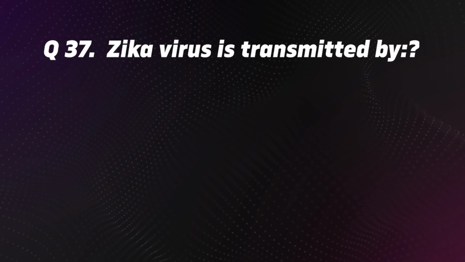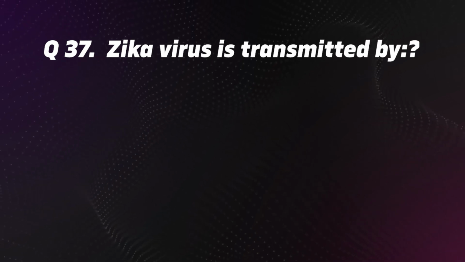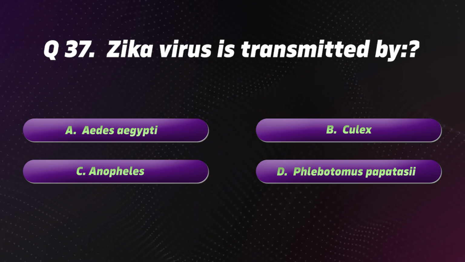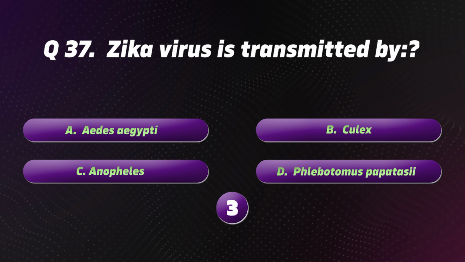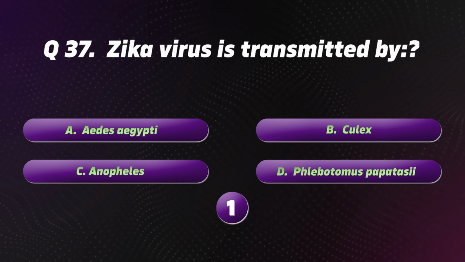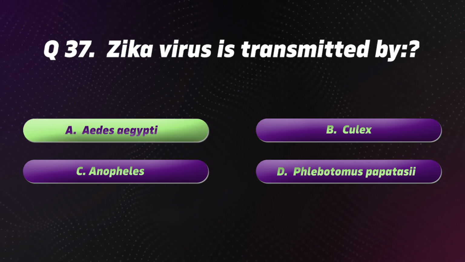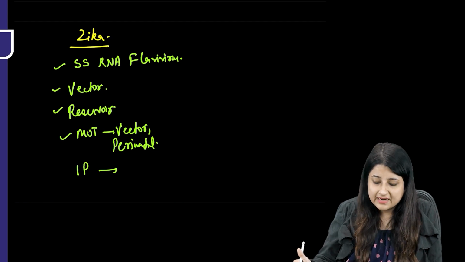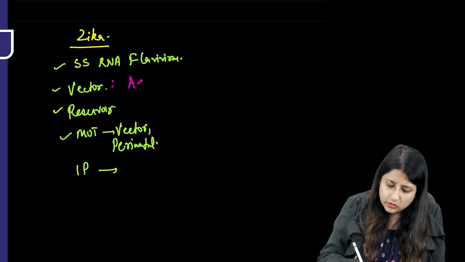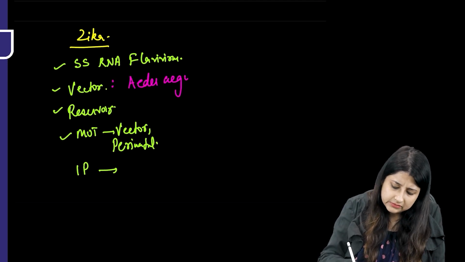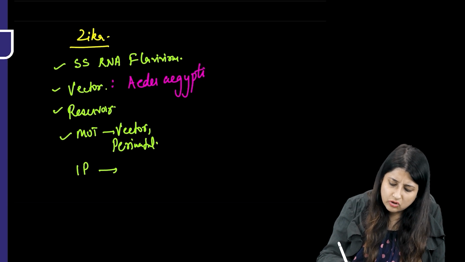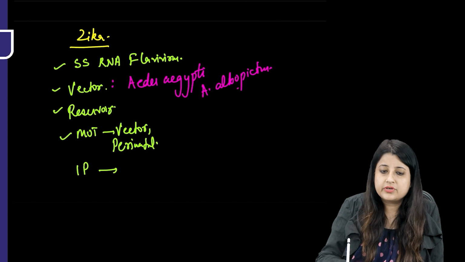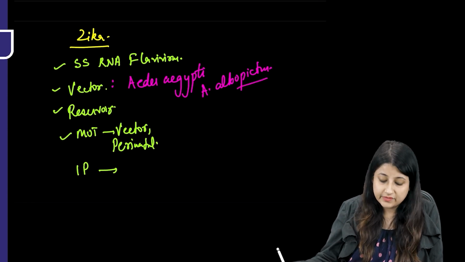Question 37. Zika virus is transmitted by. Here are the options. A. Aedes aegypti. B. Culex. C. Anopheles. D. Phlebotomus papatasi. And the correct option is A. Aedes aegypti. Here is the explanation. Zika is a single-stranded RNA flavivirus. Most important vector, Aedes aegypti. Most common in India, although Aedes albopictus can also be reported. That is very, very important over here.